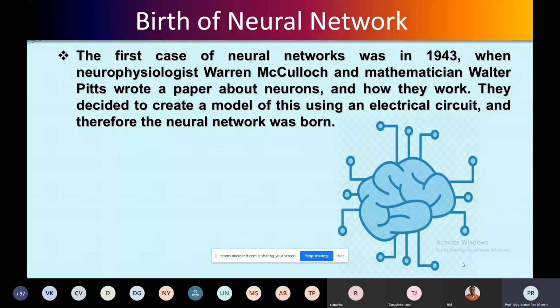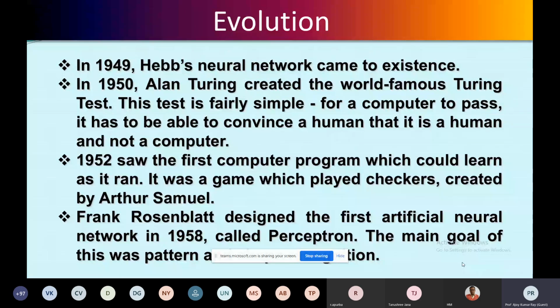For the first time, they gave a model about neurons. And then they also showed an electric circuit, that electrical circuit which is just a model of a human neuron. So this was a great thing. And this paper is considered to be one of the most pioneering works.